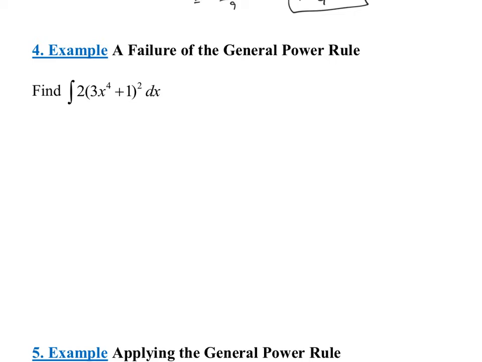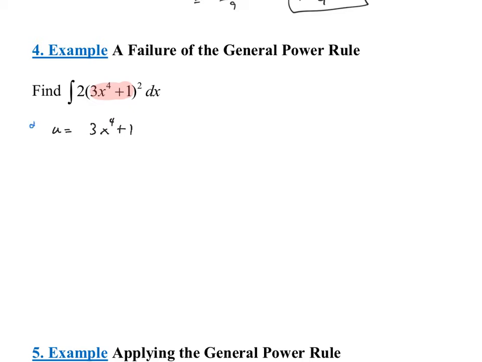Alright, so let's look at the next one. It says find the integral of 2 times the quantity (3x to the 4th plus 1) squared with respect to x. Okay, so this looks like a nice u-substitution problem because it's not just x raised to a power, it's something raised to a power. So what do I make u? The rule of thumb is to make u the inside, so let's give this a try. What if we let u equal 3x to the 4th plus 1?